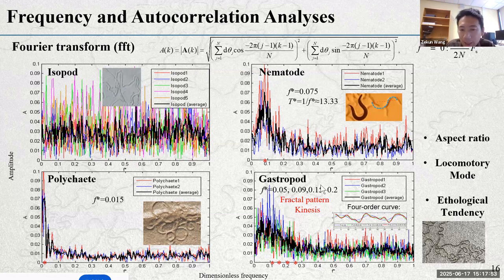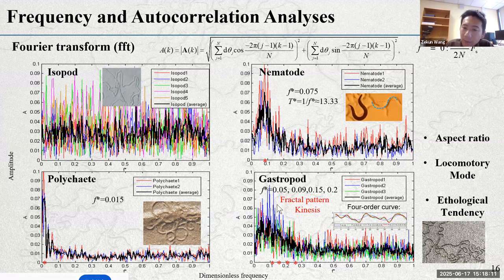And for gastropod, it's a little bit different. It has 4 to 5 different major frequencies. This means it is a 4th order or a 5th order curve. It means it is a fractal curve. It has a hierarchical pattern. It indicates the kinesis of the tracemaker.